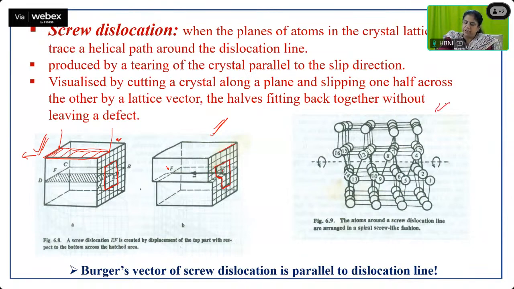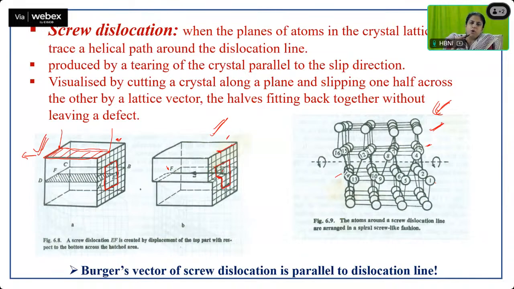Concentrate on this figure. We'll go very slow. If you concentrate here, your atoms 3, 7, 11 and 15 are in the back half of your top half, and atoms 4, 8, 12 and 16 are in the front half. Similarly, atoms 1, 5, 9 and 13 are in the front half, and atoms 2, 6, 10 and 14 are in the back half.